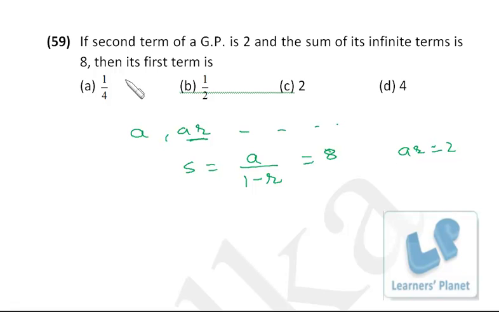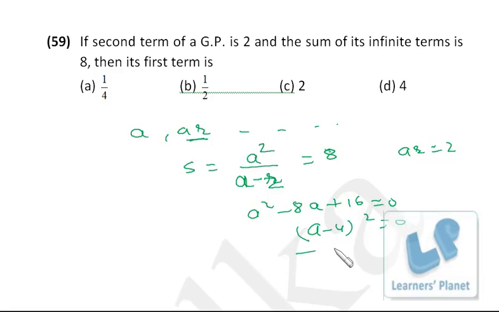So AR is equal to 2. Now since we have to find out the first term, we can either go by the options, or instead of R you just put R is equal to 2 by A. So that is A upon 1 minus 2 by A equals 8. If I take LCM, this will be the situation. So precisely it is A square minus 8A plus 16 is equal to 0, and it is actually (A minus 4) whole square, right? So A is equal to 4, as simple as that.